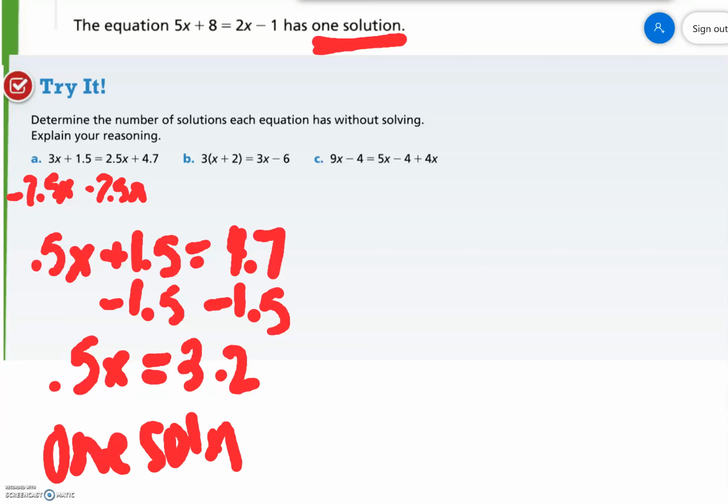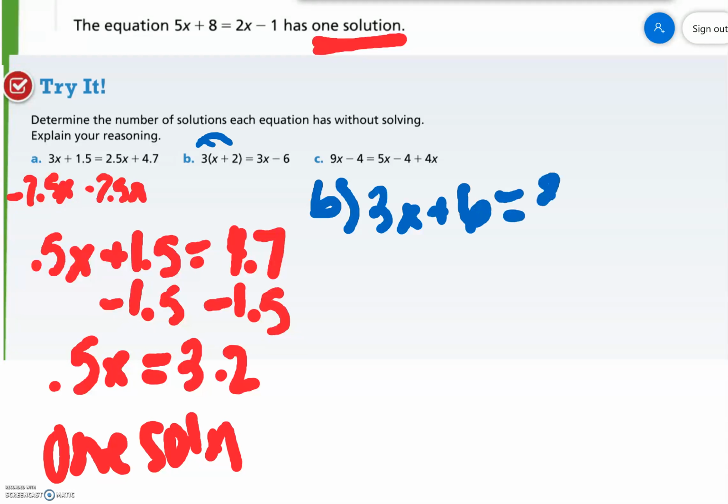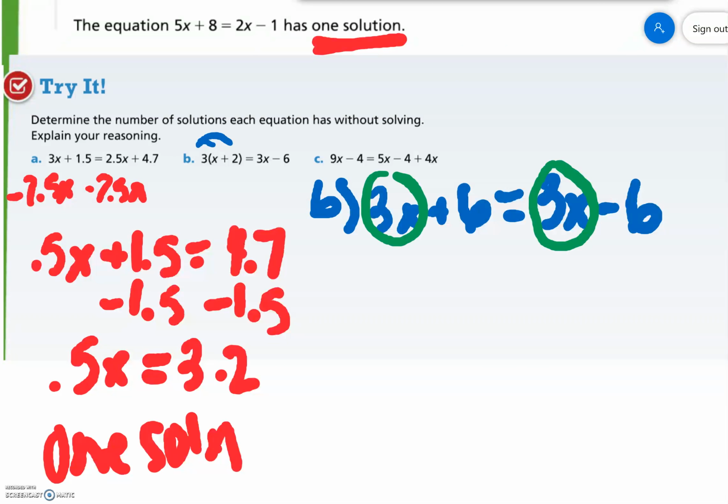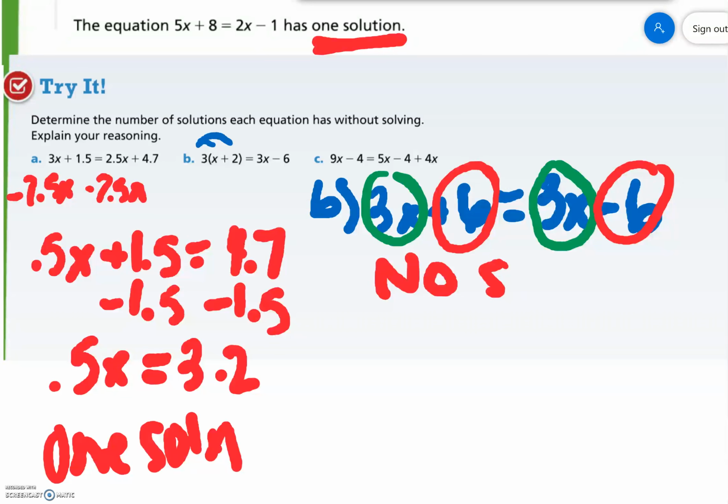Now B, I'm going to distribute the 3. 3 times x is 3x. 3 times 2 is positive 6. 3x minus 6. I've got a 3x and a 3x. Those match. But then I have a positive 6 and a negative 6. Those do not match, so they're not equal to each other. There is no solution.